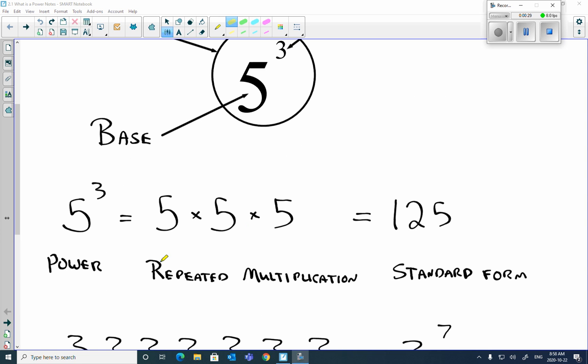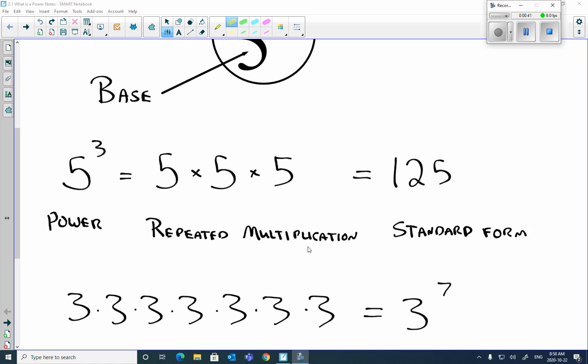Well, we can break it down to repeated multiplication, which means, remember, it's not 5 times 3. It's 5 times 5 times 5, right? It's multiplied by itself 3 times. And then we have standard form, which is the actual answer, 125.